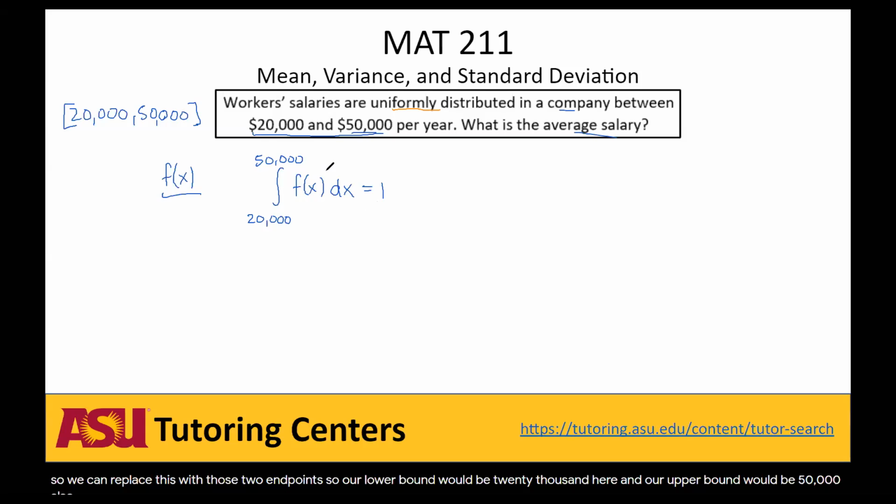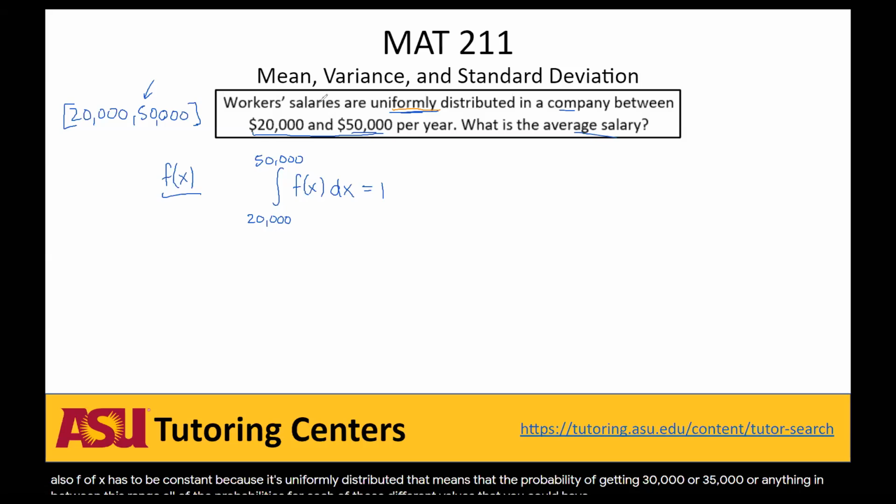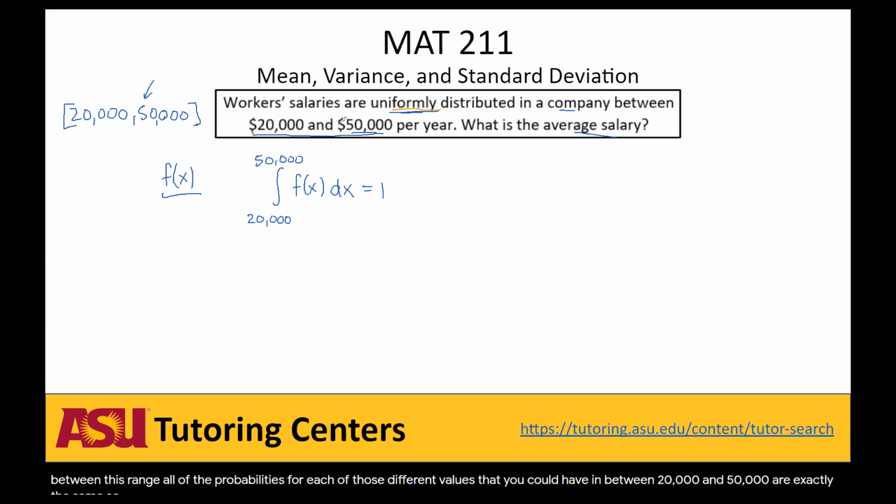Also, f of x has to be constant because it's uniformly distributed. That means that the probability of getting 30,000 or 35,000 or anything in between this range, all of the probabilities for each of those different values between 20,000 and 50,000 are exactly the same. So f of x is going to be a constant value, just a numeric value with no x's associated with it.